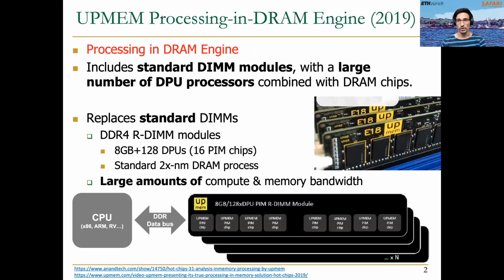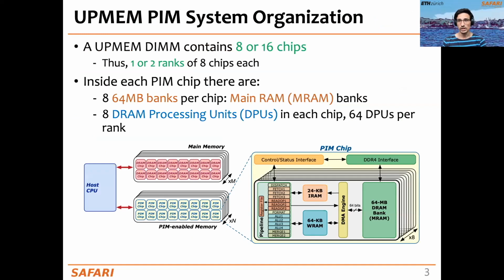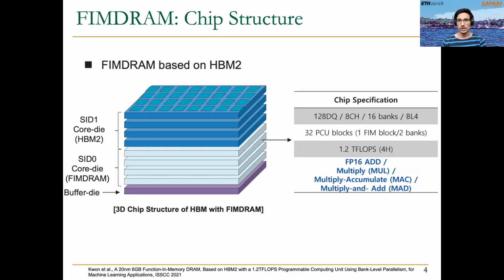Remember that we have presented already a few real-world processing in memory architectures. The first one was the HB-PNM architecture that is based on DDR4 memory, and each PIM chip is extended with several DRAM processing units or DPUs. In particular, in the current generation, there are 8 DRAM banks, and attached to each of them, one of these DPUs.